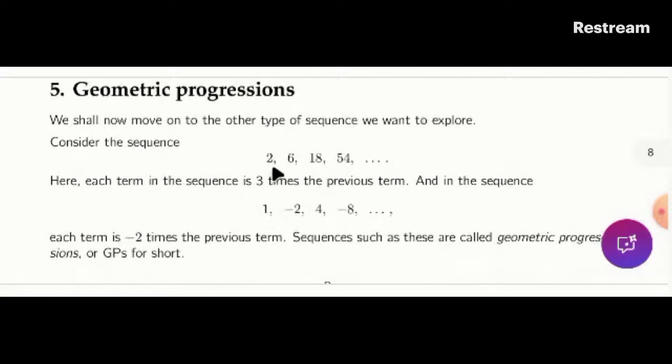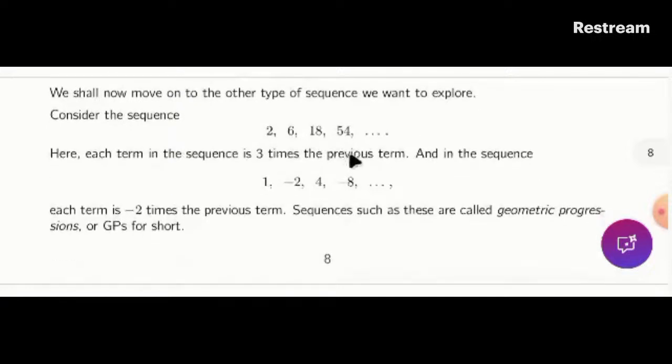You have this sequence 2, 6, 18, 54. Now, each term is 3 times the previous term. If you look at it, this is multiplied by 3, you get 6. 6 multiplied by 3, you get 18. 18 multiplied by 3, you get 54.